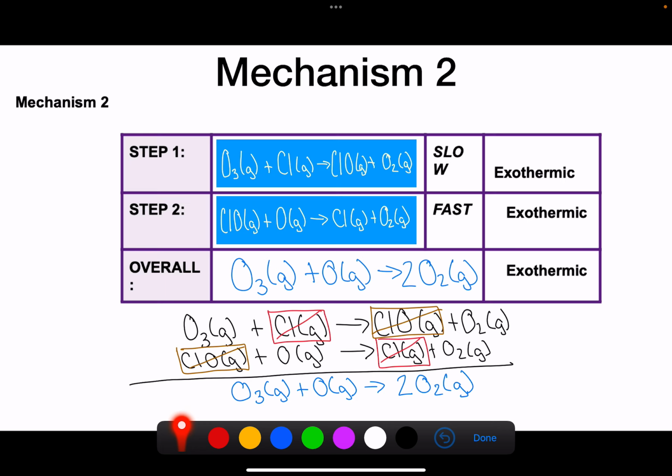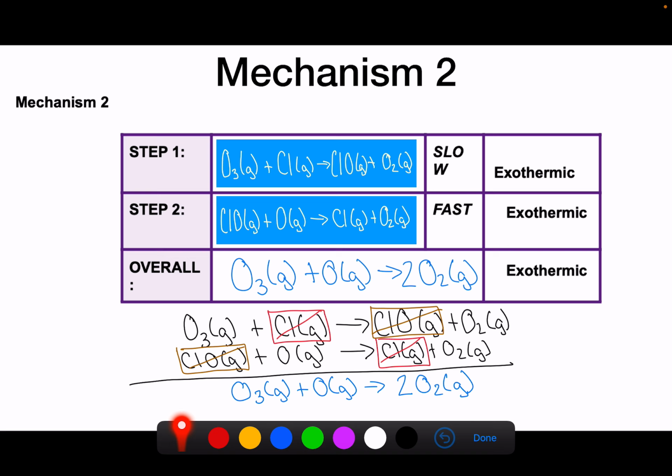All right, mechanism number 2. Here are our 2 equations. Again, you can see my work down here, how I've crossed some stuff out and simplified. I got my overall reaction. Again, which one is the rate determining step? It's my slow one, so it's going to be step 1. Since this is my rate determining step, my rate equals k[O3][Cl2], right?